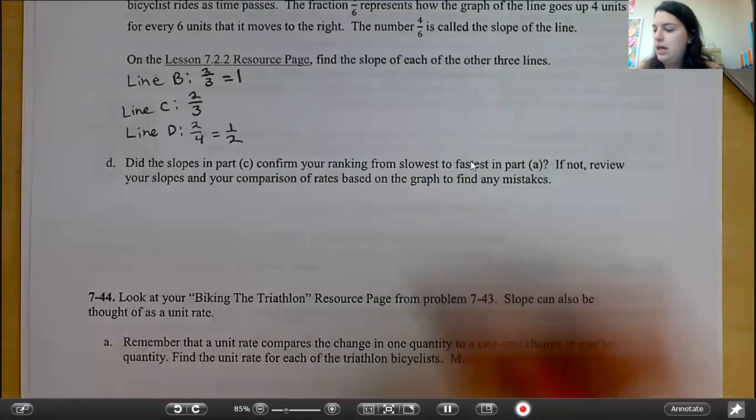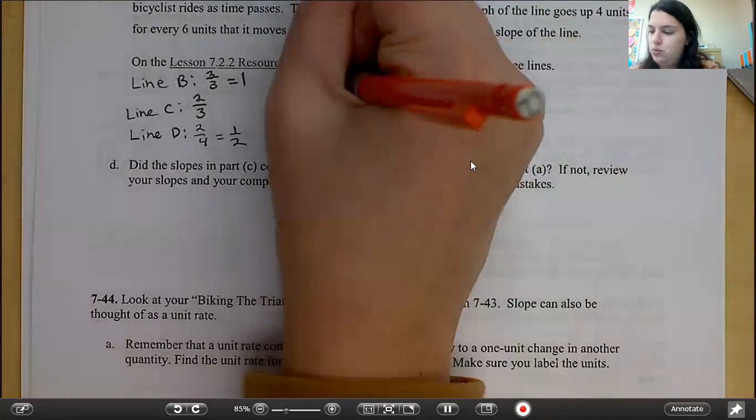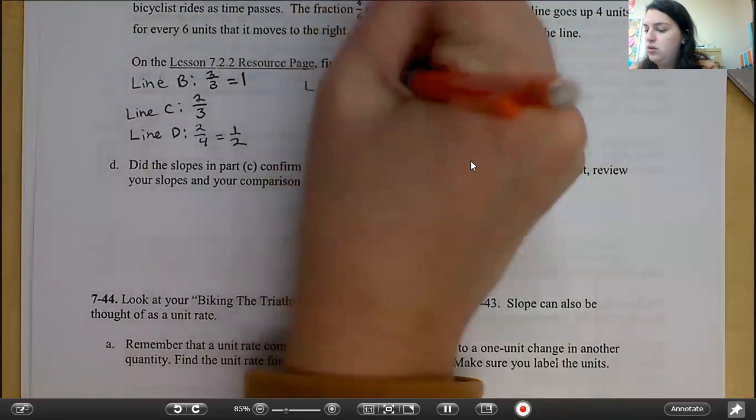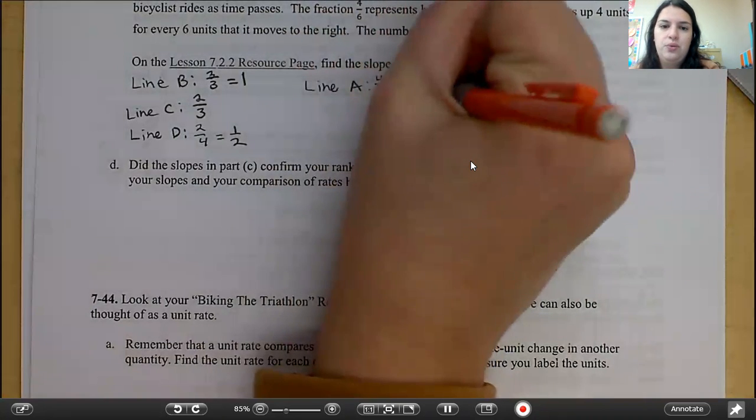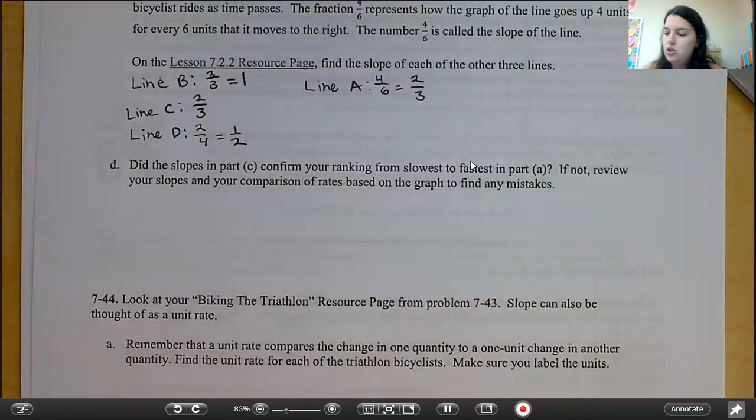And finally, we already had line A, which we did in the previous part. We had 4 over 6, which simplifies to 2/3. So part D is what I would like you to answer. Did the slopes in part C confirm your ranking from slowest to fastest in part A? If not, review your slopes and your comparison of rates based on the graph to find any mistakes. So go ahead and answer part D.